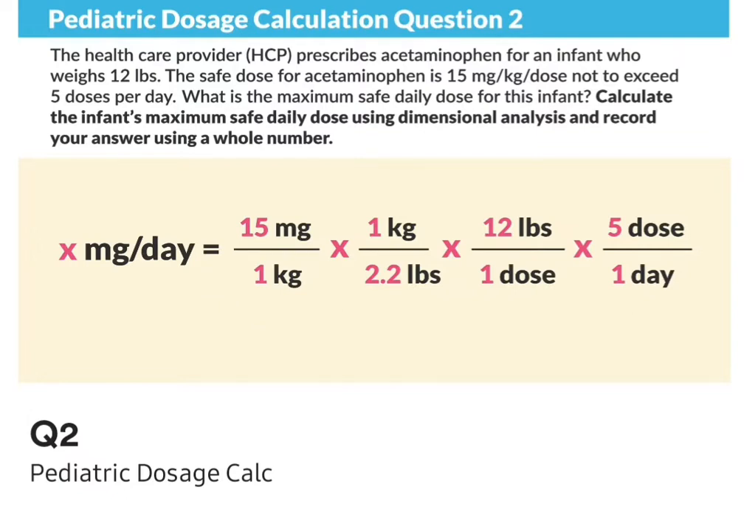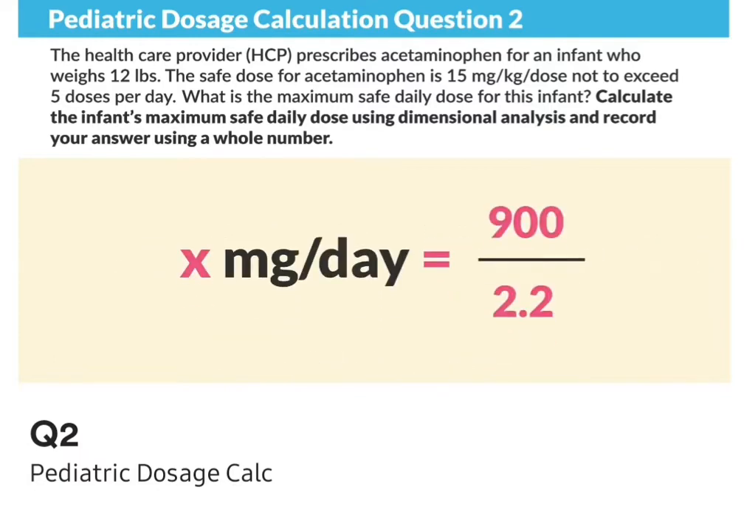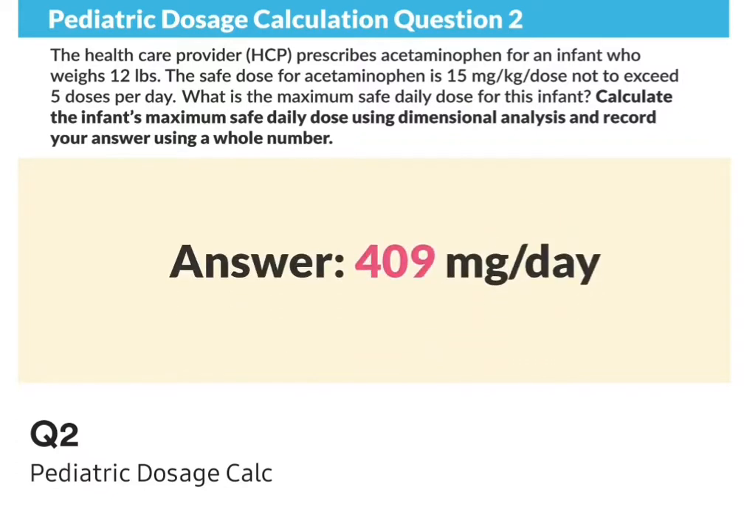Now we simply multiply across. So 15 times 1 times 12 times 5 is 900. And we multiply across the bottom here, and we get 2.2. So 900 divided by 2.2, we have 409. So the correct answer here is 409 milligrams per day.